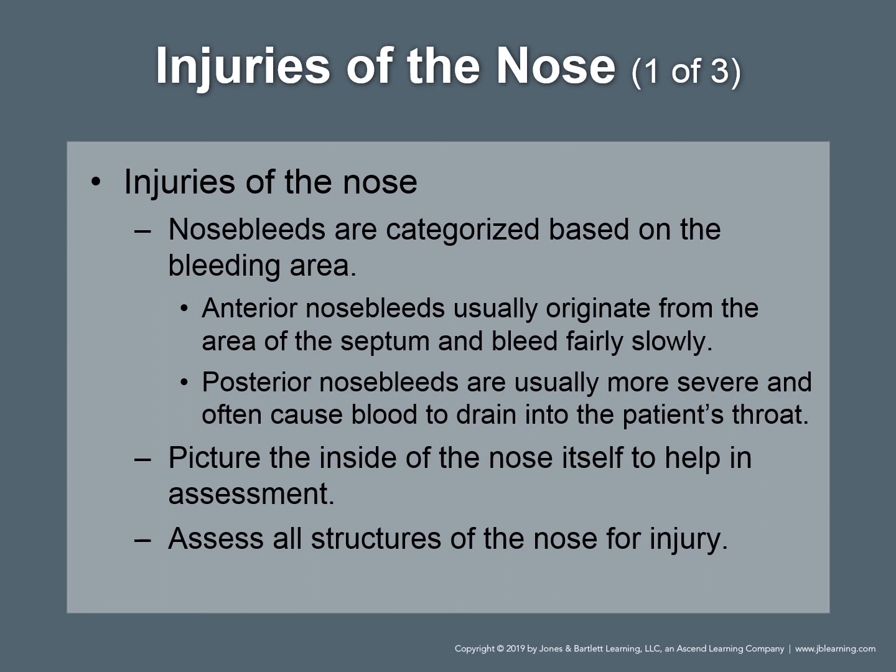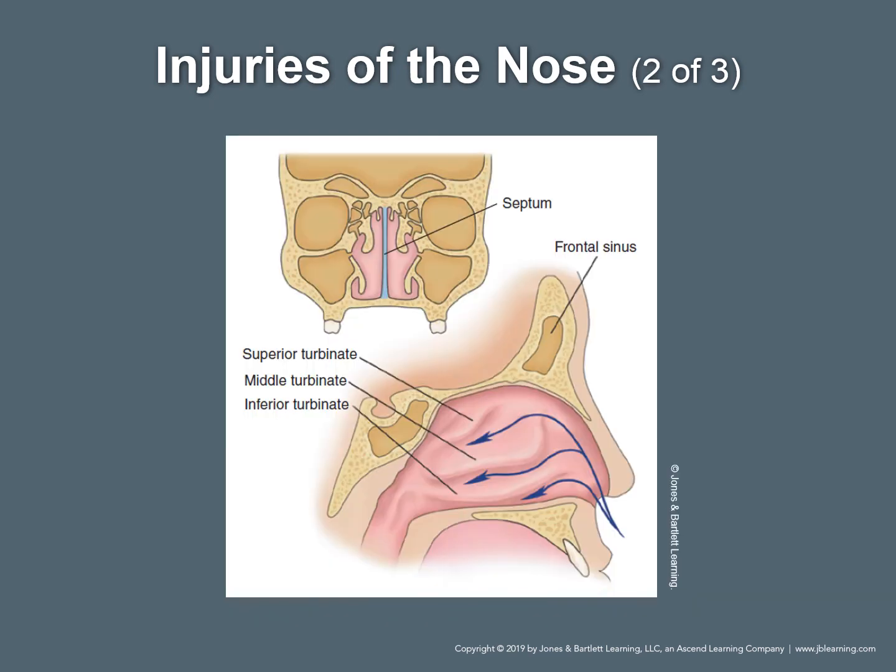Picture the inside of the nose itself to help in the assessment. So, kind of think about where it might be injured, what might be going on. Assess all the structures of the nose. So you want to take a good look, make sure you do a real good assessment. And, here's what your nose looks like. Air goes in. You have your turbinates here, which cause turbulence, humidify, and kind of take some of the bad stuff out of the air. Your frontal sinus, that's the part that the doctor taps when you have a stuffy nose. It's just to the right or left of the nose, right beside that cheekbone. And then the septum is here. It runs right down the middle of the nose.